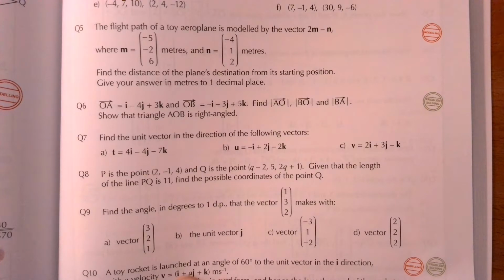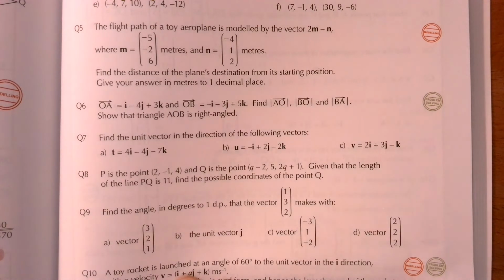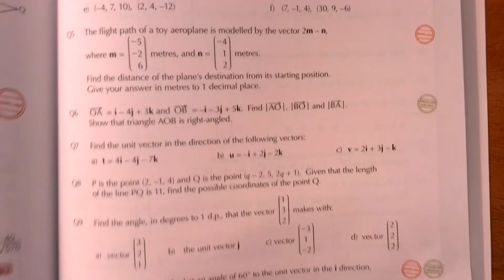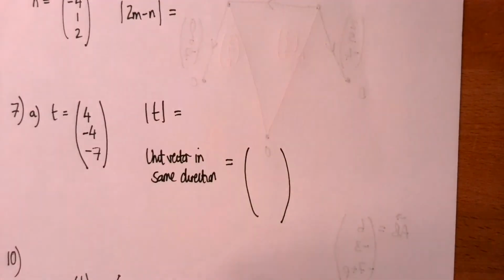So question 5 first. We're told about the flight path of a toy aeroplane being modelled by the vector 2m minus n, and we're given the vector m and we're given the vector n. And we're asked to find the distance of the plane's destination. So if it follows that journey, how far away is it from its start point?